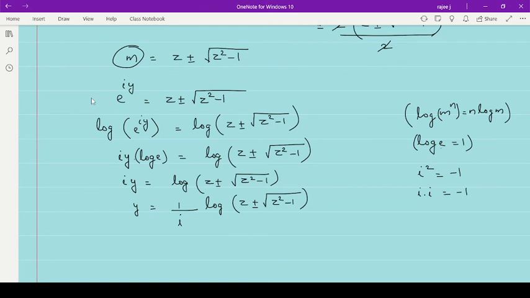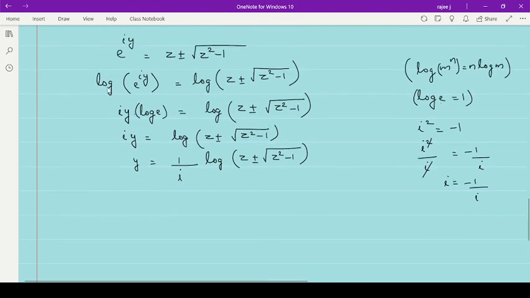Or you just divide both sides by i. I square is minus 1. So what I will do? I square divided by i equal to minus 1 upon i. So i square by i means 1 i will get cancelled. You will get i is equal to minus 1 upon i. Okay, or you can write, take this negative to the left side. So we will get minus i is equal to 1 by i. So this you have to learn, 1 by i is equal to minus i. So this is minus i log of z plus or minus under root of z square minus 1.